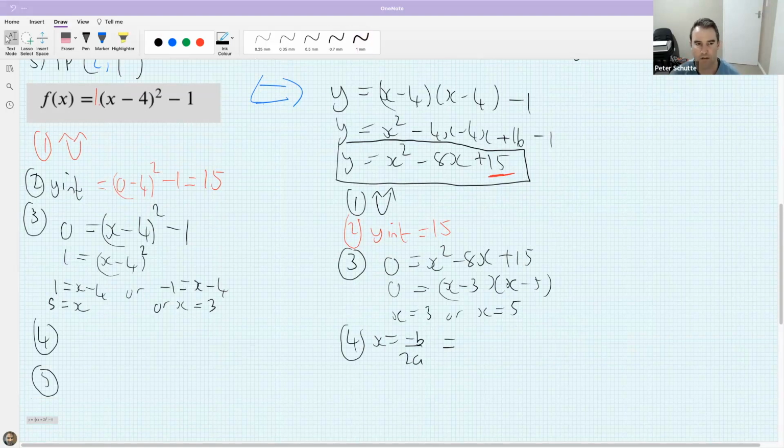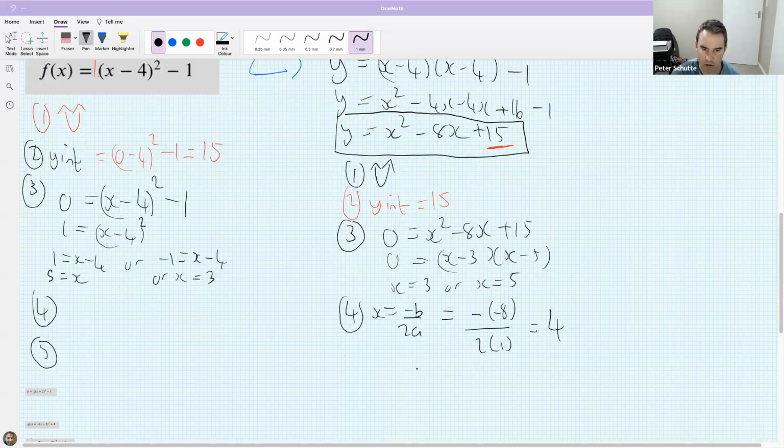What is my turning point going to be? So minus 8 over 2 times 1, which gives me 4. And then to find the turning point, 4 goes with something. If I sub it back into the original equation, it seems like I'm getting minus 1.